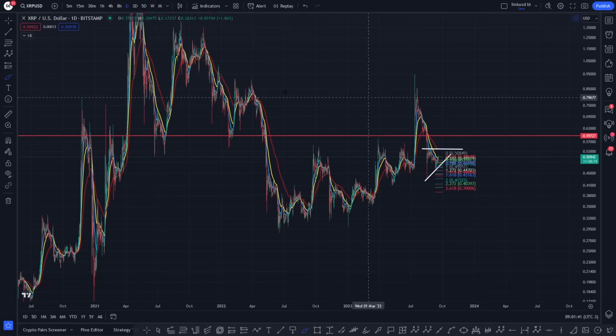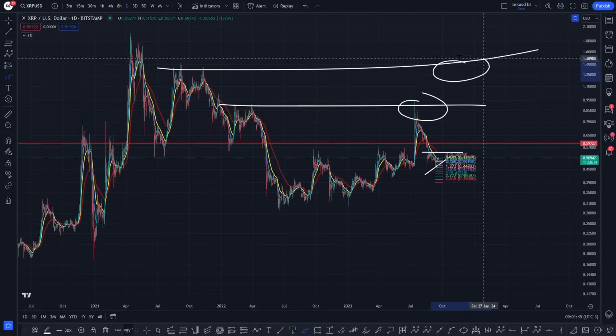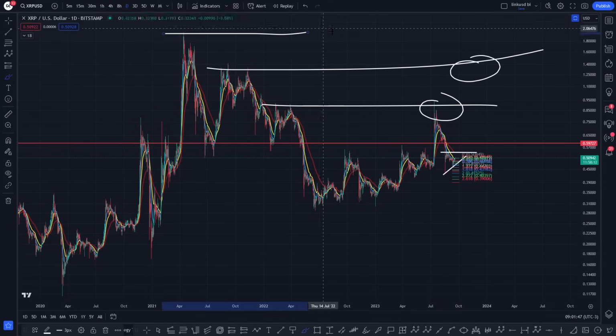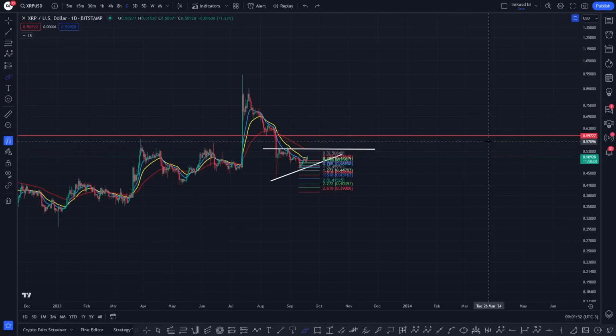So again, really easy to see. There's your leg of resistance. It's the first resistance. That's your next leg of resistance. That's your secondary resistance. And then obviously you've got that local high, which could be resistance in the future. But to be more specific, we can use fibs.